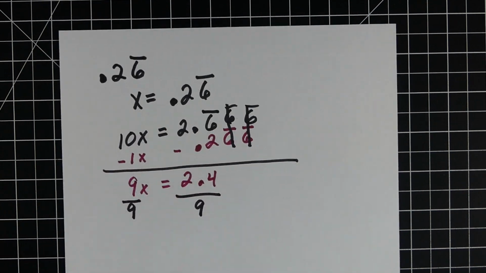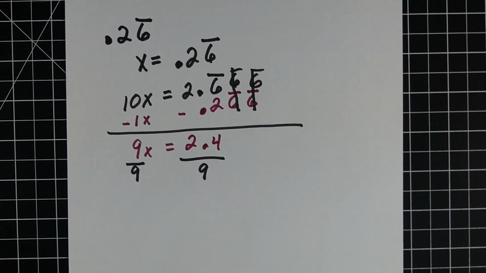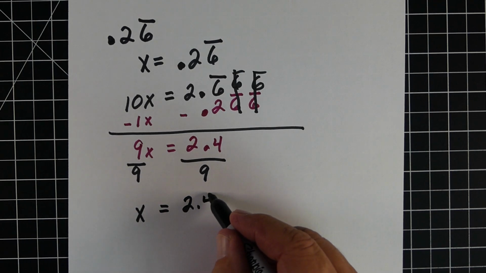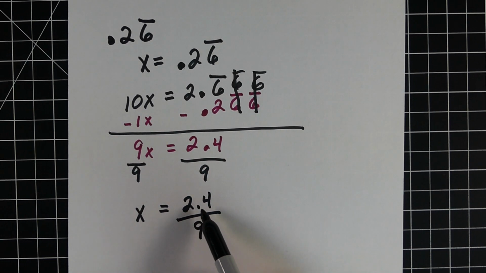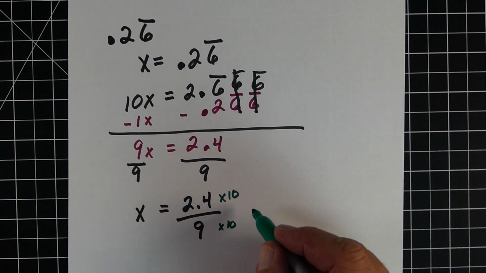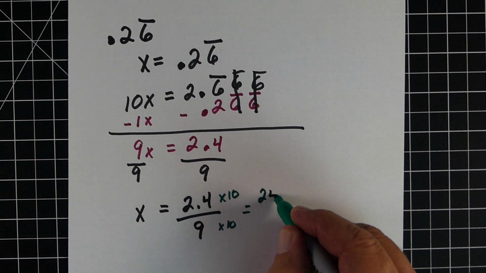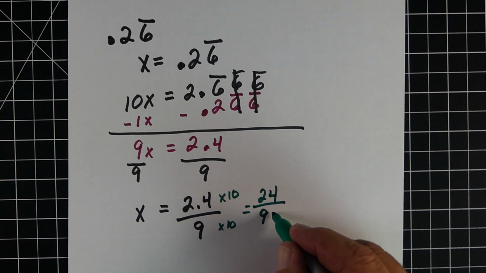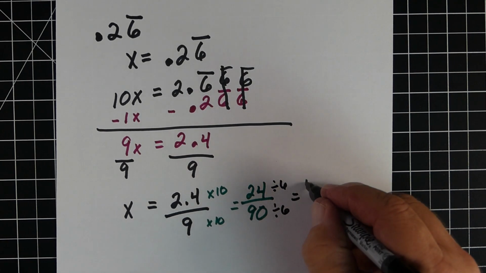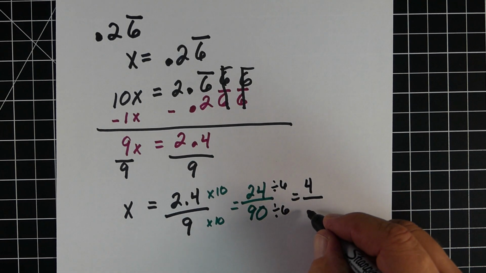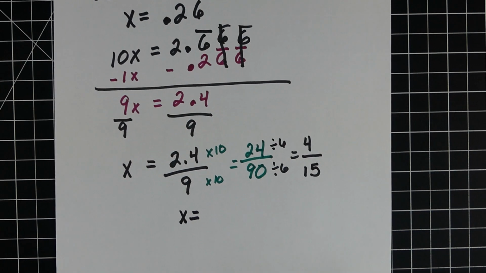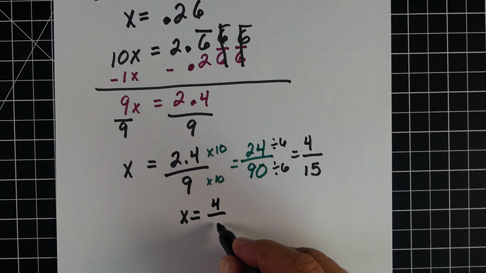We want to isolate the variable, so we want to get rid of this 9. So I'm just going to take 9 divided by 9, which is going to be 1x or just x. On the right side, we have 2.4 divided by 9. We don't want a decimal in the numerator, so we're going to multiply both the top and the bottom by 10. So that's going to make it 24 over 90. So now we can simplify this fraction. 6 will actually divide into both of these numbers. So when I divide them, I end up with 4/15. So x equals 4/15.